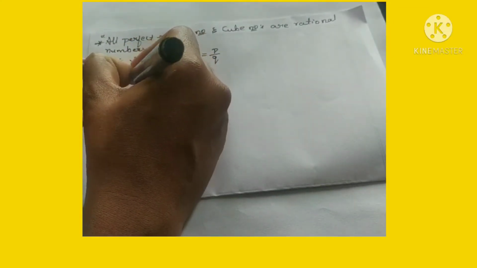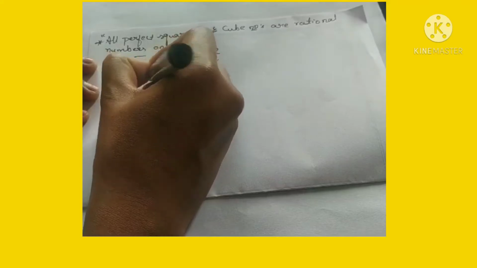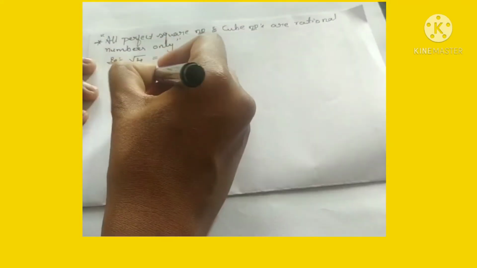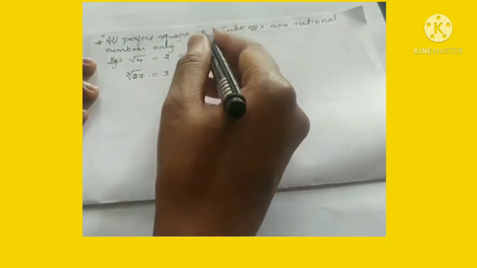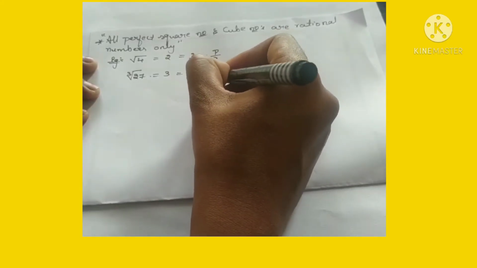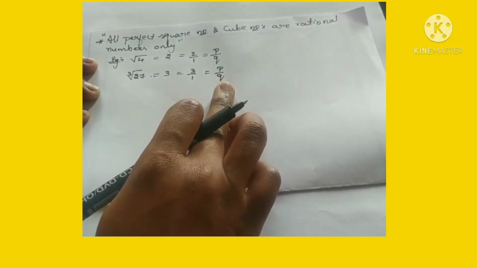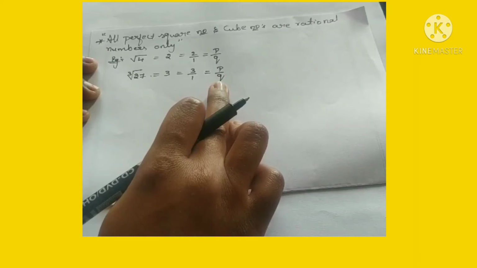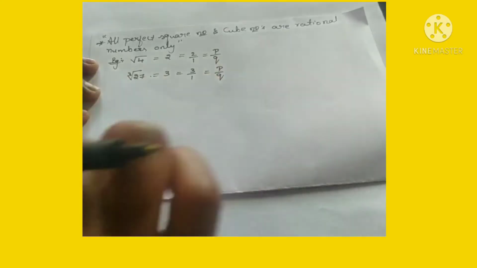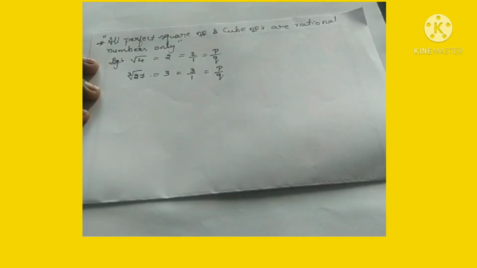Similarly, I will give one more example, that is the cube root of 27. The cube root of 27 is 3. 3 can be written as 3 by 1, which is of the form p by q. Here also it is of the form p by q and satisfies the conditions of a rational number. So finally we can conclude that all perfect square numbers and cube numbers are rational numbers only. Okay, you have to remember this point.